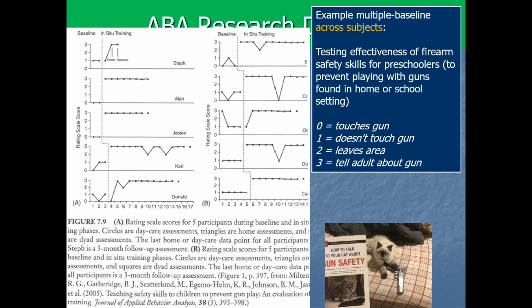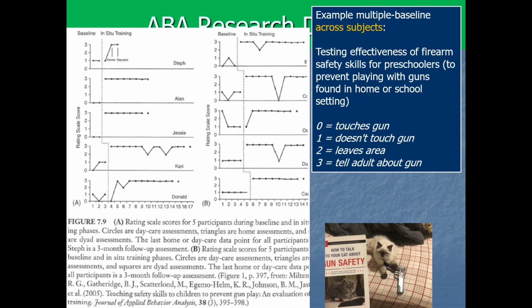Now, here's a real world study from 2005 where they used a multiple baseline across subjects design, in this case to teach firearm safety to preschoolers, like if they run into a gun at home or at school. So you may not know the stats, but a lot of little kids die each year by getting a hold of their parents' gun that isn't locked up safely. So here we've got just an educational intervention to teach kids how to behave when they come across a gun. In this case, the y-axis is a simple rating scale they came up with of what behavior the kids do when they come across a gun. So 0 means the kid touches the gun, like they pick it up or start playing with it.